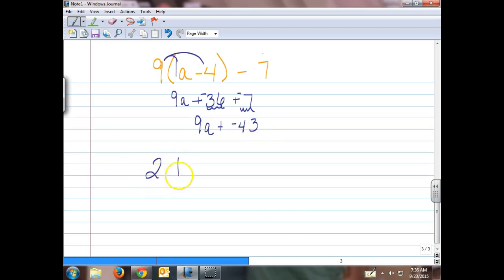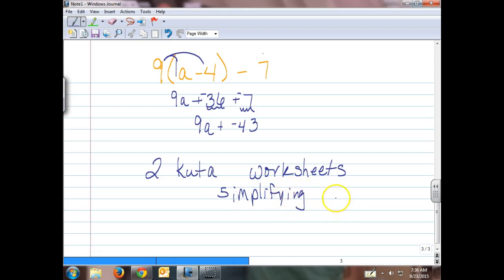So there's 2 CUDA worksheets. Make sure if you have questions, I know I did not give you many examples. One says simplifying expressions, I think. And one says the distribution property. All right, good luck.